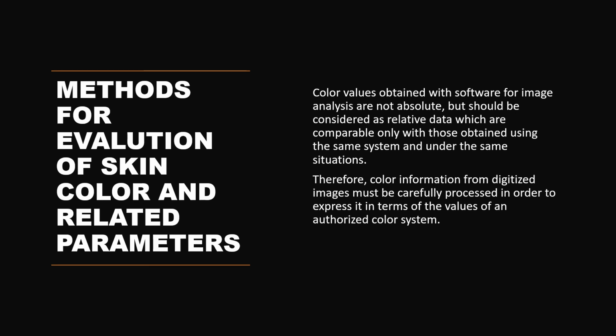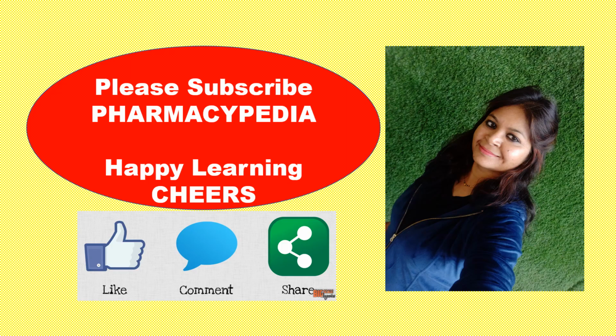As I told you earlier, there are more than 64 skin tones. This is one of the most researched areas, which has been studied since the 19th century. Therefore the color information from digitized images must be carefully processed in order to express it in terms of the values of an authorized color system. So the data obtained is complicated. It should be interpreted very well, because we are calculating a value which gives that particular skin tone or that particular shade to the skin.